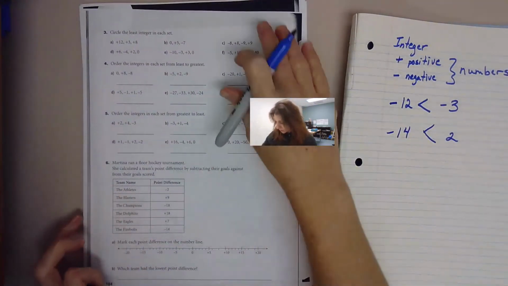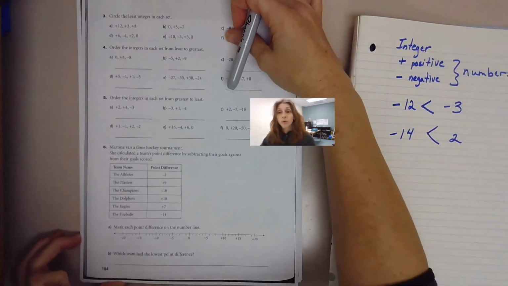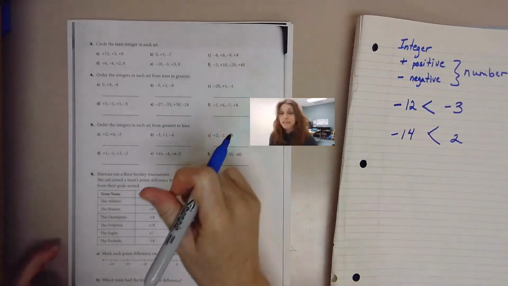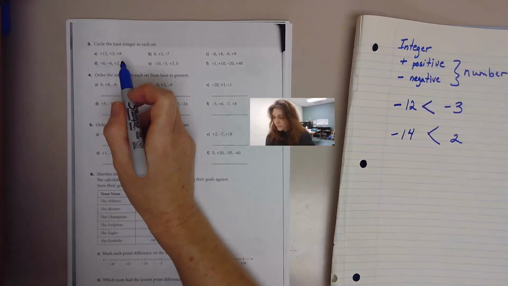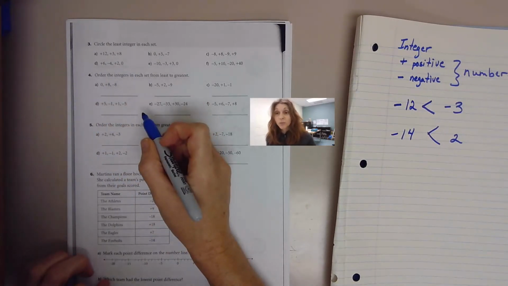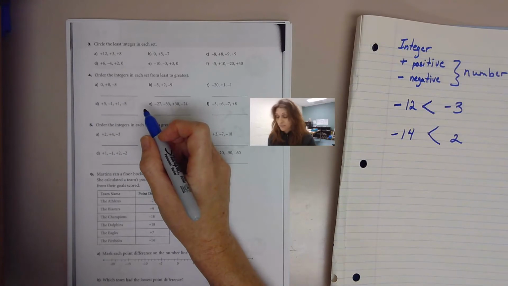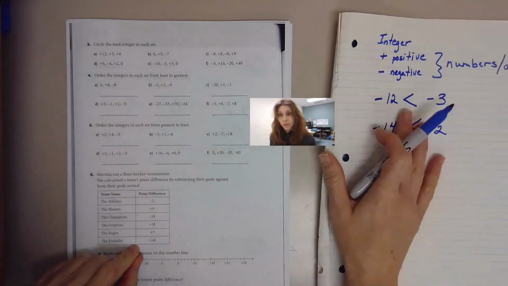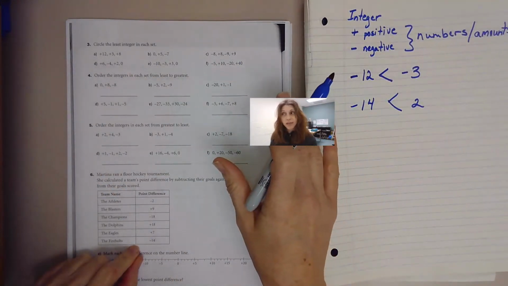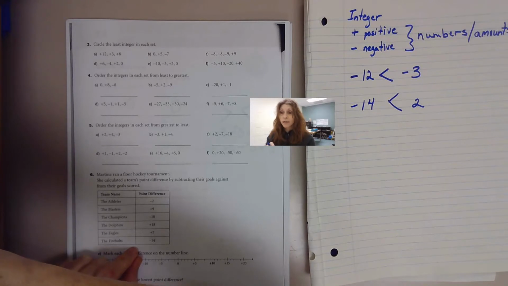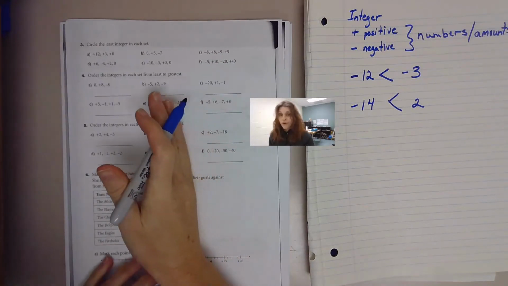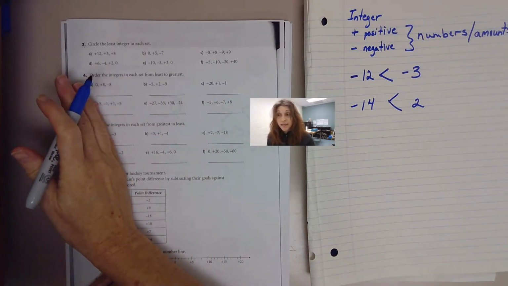Okay, let's go back to our pages. We're on page 184, Math Makes Sense, level 7. Okay, circle the least integer in each set. So which one is the least, the smallest amount? So again, we have to remember what we just talked about. Think of those number lines. If you were to plot this on a number line, would it come really low down on your number line or really far to the left-hand side? Those are smaller numbers, okay?